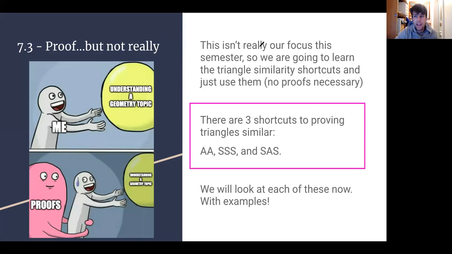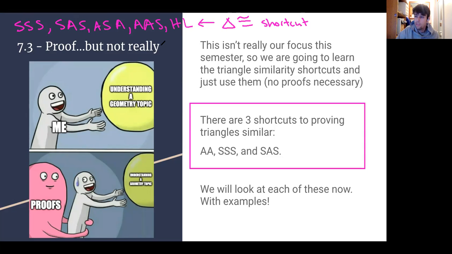So in that, there were 5 of them. They were side, side, side. So these were triangle congruence: side, side, side, side, angle, side, side, angle, angle, angle, side, and hypotenuse leg. So these were the 5 triangle congruence shortcuts.